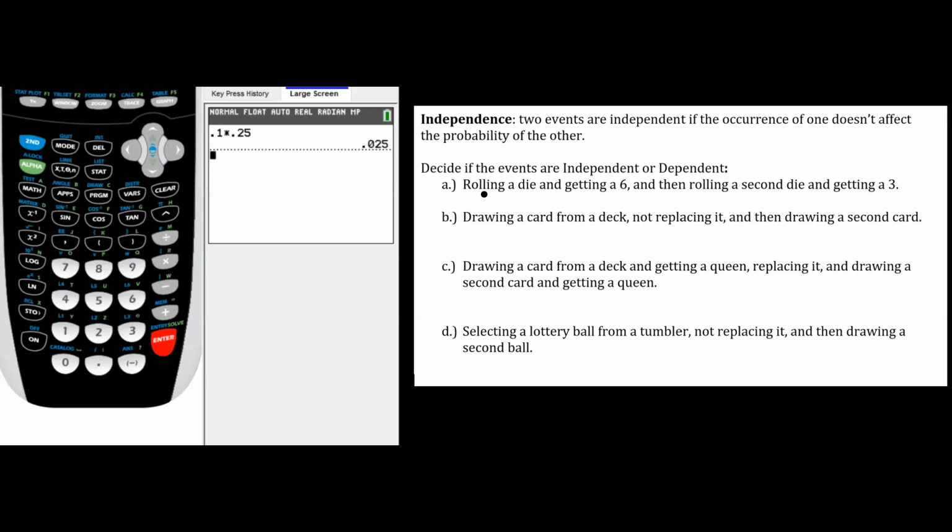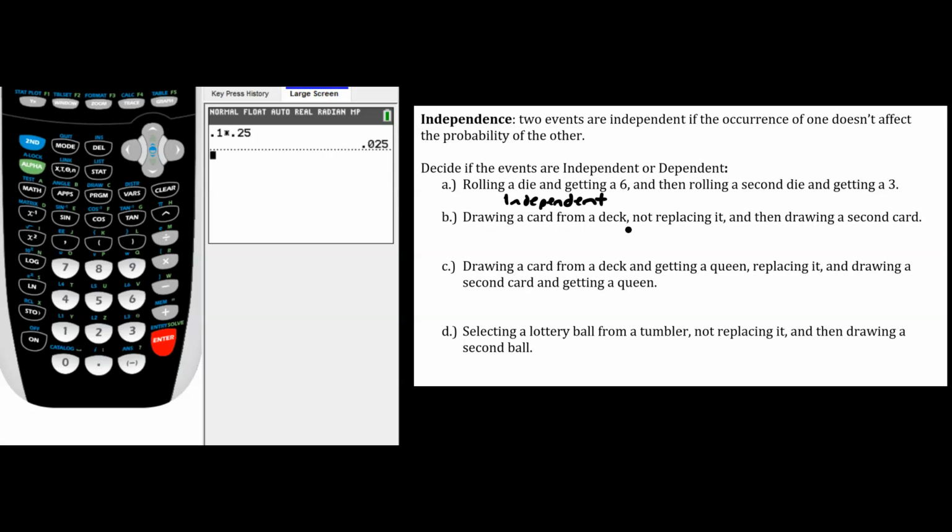And so this first one says, let's decide if the events are independent or dependent. I'm rolling a die and getting a 6, and then rolling a second die and getting a 3. So is getting a 3 on that second die impacted by getting a 6 the first time around? Absolutely not. Getting a 3 on a second roll is not impacted by what happens on the first roll. And so as a result, since the probability of this event is not impacted by the probability of this one, we would say that these events are independent.